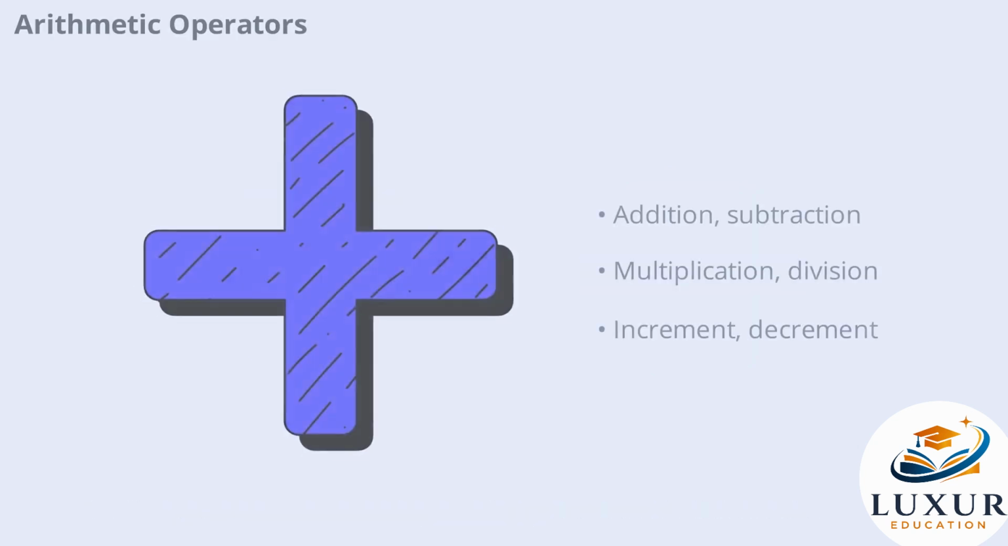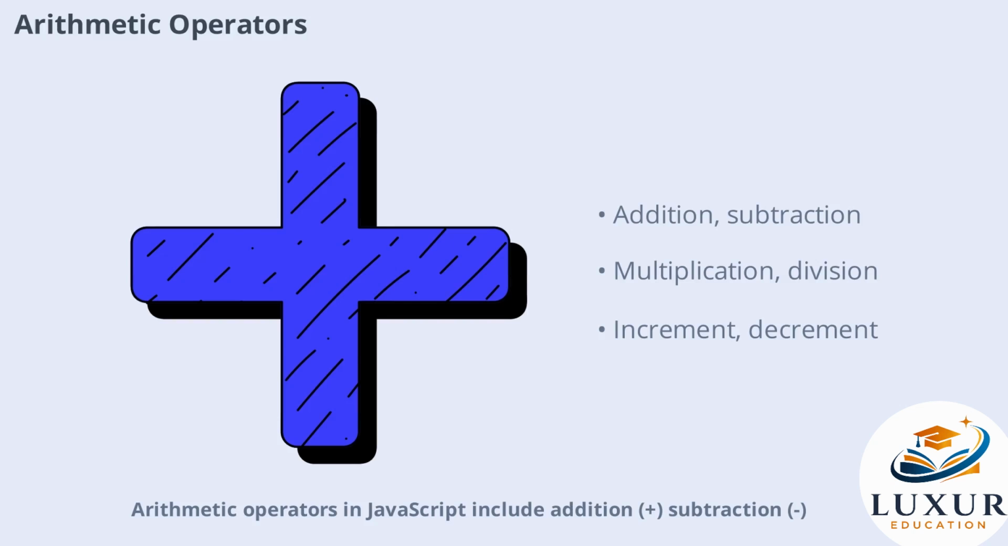Arithmetic operators in JavaScript include addition (+), subtraction (-), multiplication (*), division (/), modulus (%), increment (++), and decrement (--). These operators allow you to perform basic mathematical calculations. For example, you can add numbers, find remainders, or increase a value by 1. Arithmetic operators work with both numbers and strings, making them versatile for different tasks.